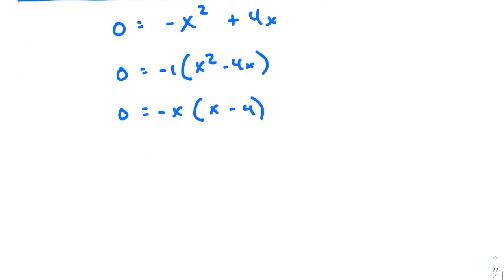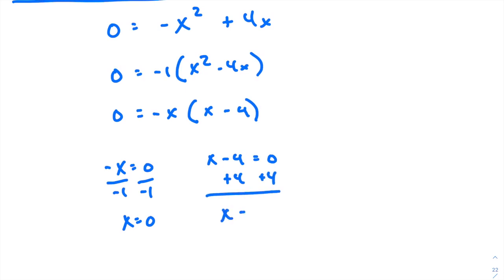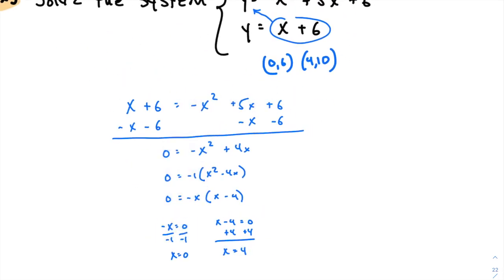And now I'm going to go ahead and use the zero product property. Zero product property means one of these two things must be equal to 0 if their product equals 0. So either -x is 0 or x - 4 equals 0, or both. And if -x equals 0, divide by negative 1, I get x is 0. If x - 4 equals 0, I get x equals 4, and you're going to notice that those line up with my x values from graphing.